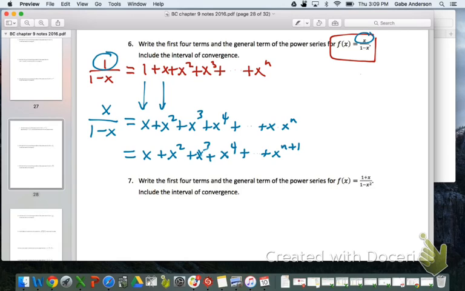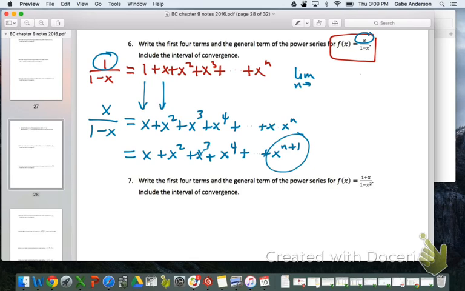You fix that there a little bit. Okay, so there is our first 4 terms and our nth term. And then as far as an interval of convergence goes, I think we're going to find something that maybe we would expect. I'm going to use my nth term. My nth term is really x to the n plus 1. So I set up my ratio test.